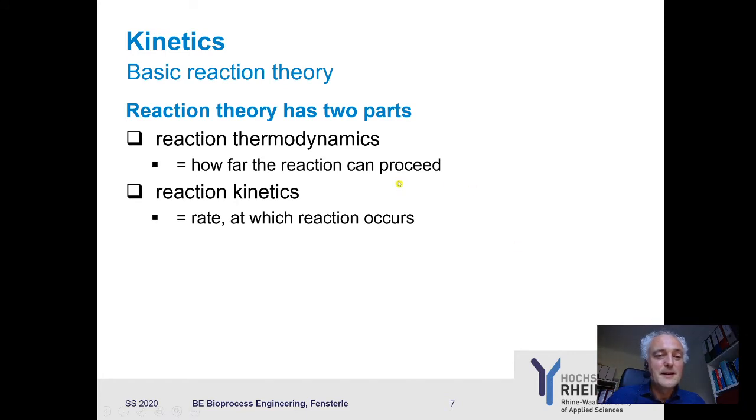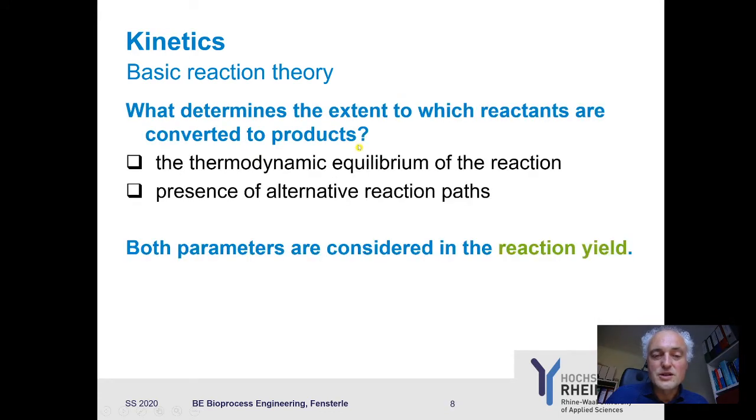So we have two parts in reaction theory, and this is something you know. We have the reaction thermodynamics, in other words, how far can the reaction proceed? And the reaction kinetics, that's simply the rate at which a reaction occurs. Now, the question you ask is what actually determines the extent to which reactants are converted to products. There are two basic answers here. Of course, the thermodynamic equilibrium of the reaction.